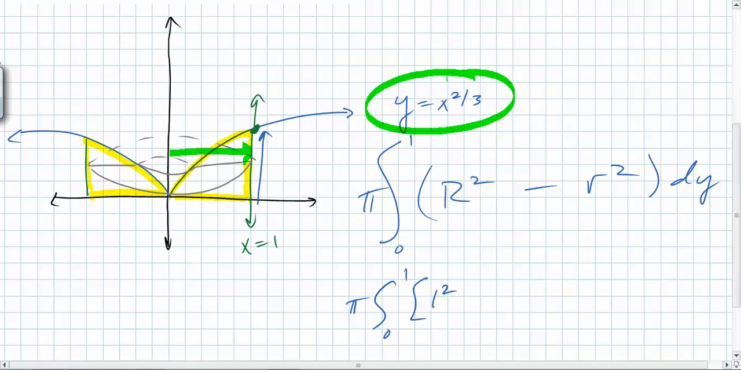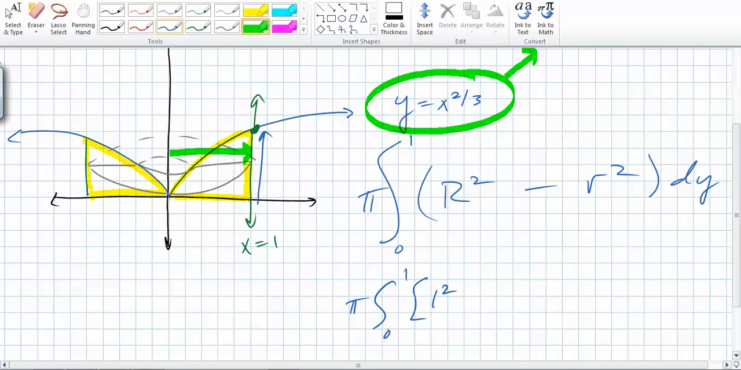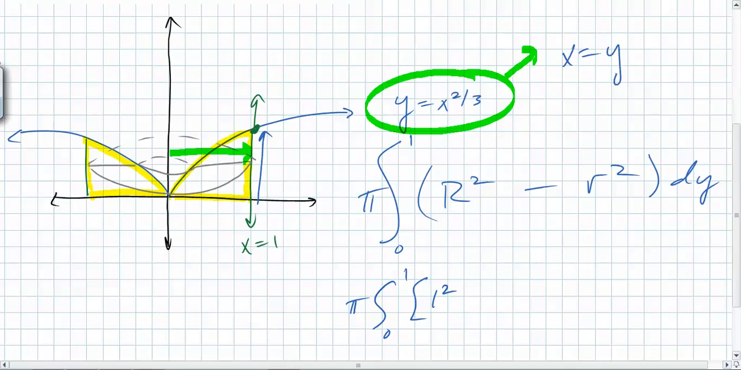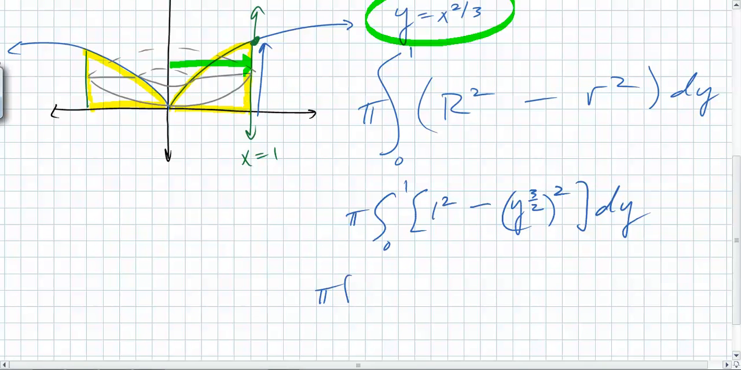The little radius is this function, but you need it in terms of y. So this thing is the same as what? X equals y to the 3/2. So it's going to be minus y to the 3 over 2 squared dy. So what do you end up with? Pi, integral from 0 to 1 of 1 minus y to the 3rd dy. There it is. And is that something you can integrate?